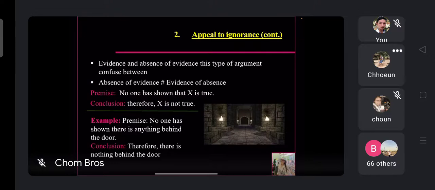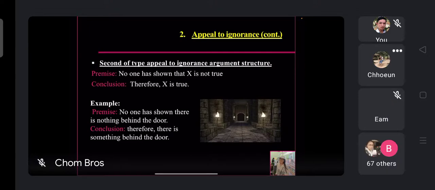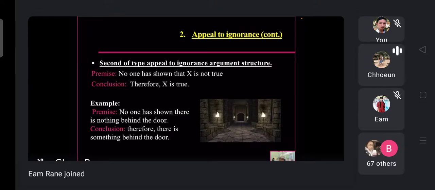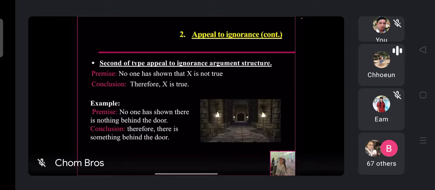Please move to the next slide. Then the second type of the appeal to ignorance argument structure. The premise is no one has shown that it is not true. The conclusion, therefore, it is true. Using the same case: premise, no one has shown there is nothing behind the door. But the conclusion, therefore, there is something behind the door. Please move to the next.